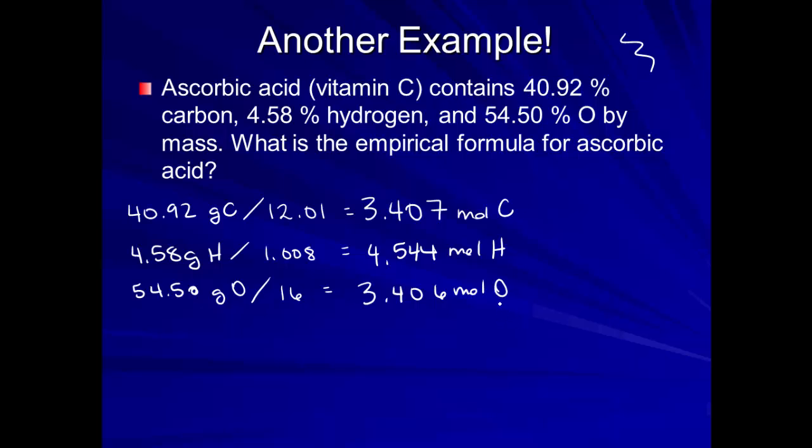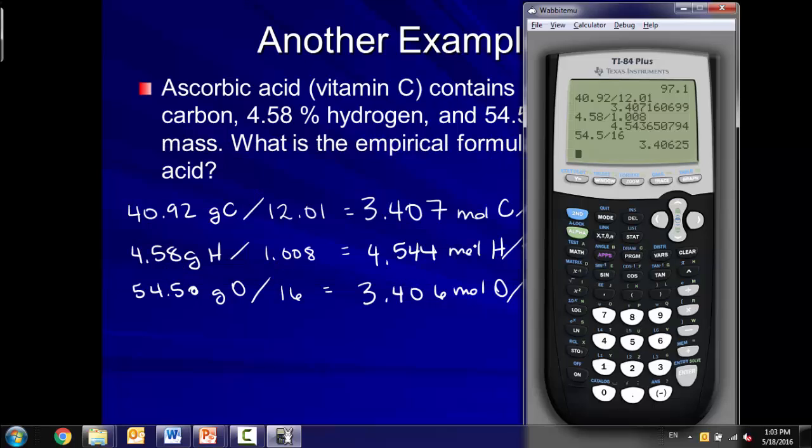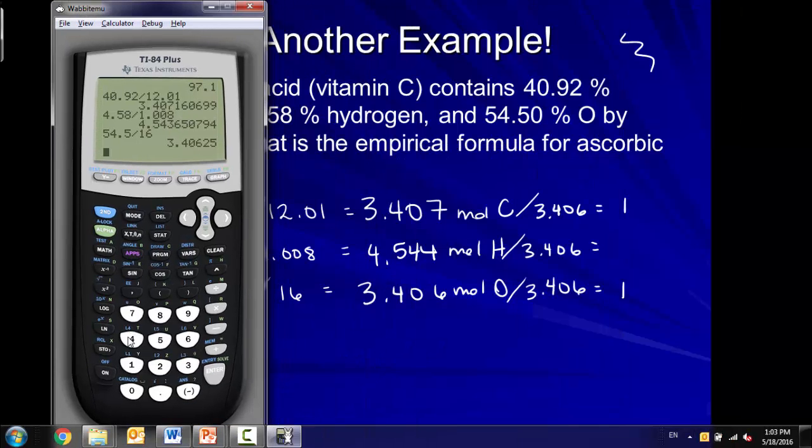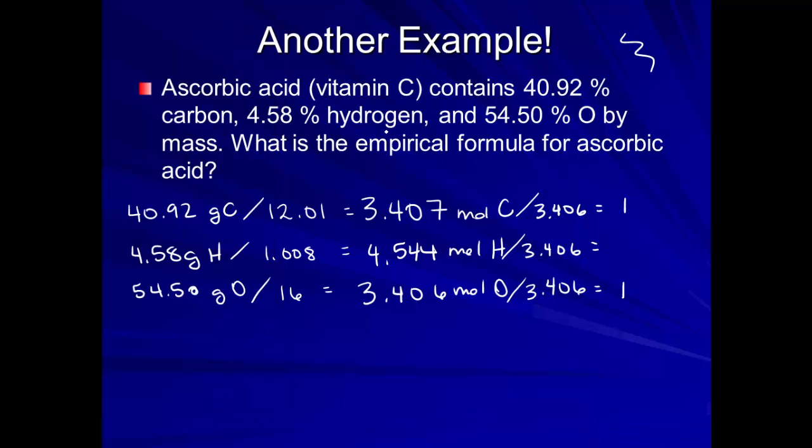Always go back to the rhyme. Percent to mass, done. Mass to mole, done. Divide by least. So divide all of these numbers by whichever one is the smallest. The smallest is 3.406. So I divide them all by that same number. Now, the first and the third one here, you can probably see are pretty close to 1. But let's check out the one in the middle. 4.544 divided by 3.406. We get 1.334.